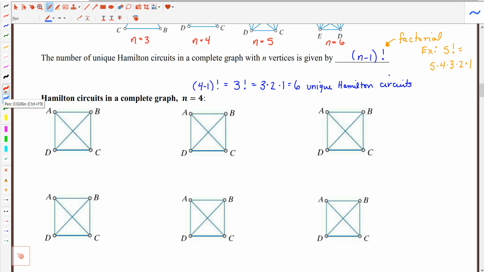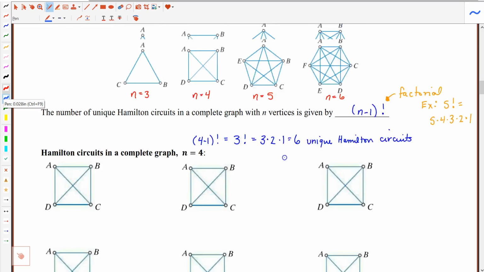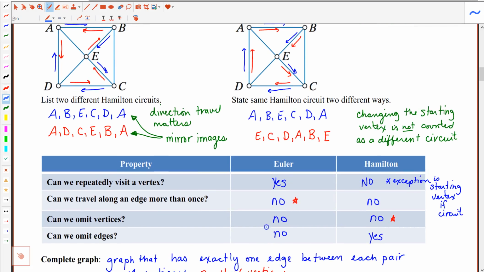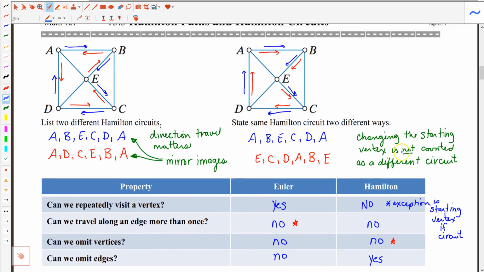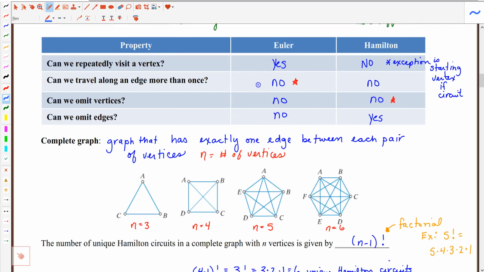Now, to be consistent, for every one of these, I'm going to start at A. We had talked in the previous example that staggering the starting vertex does not count as a different circuit. So when we do this counting argument, we're going to lock in that starting vertex, and then keep track of the direction, because the direction you go from that starting vertex will matter.